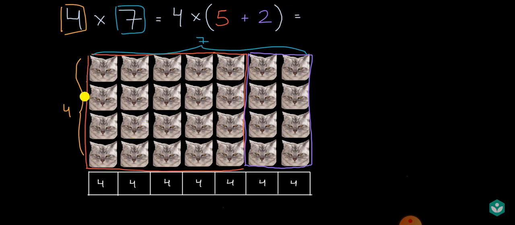And we can see that that is equivalent to the total number of cats that we have here, which we could view as what we just circled off in this orangish pink color, which would be 4 rows of 5. So that would be equal to 4 times 5. And then to that, we can add this second group of angry cat heads, and that is 4 rows of 2. So that's 4 times 2. And we could put parentheses if we want, just to make it a little bit more readable.